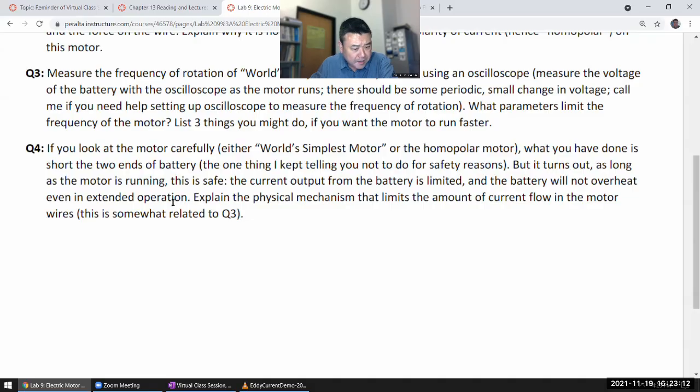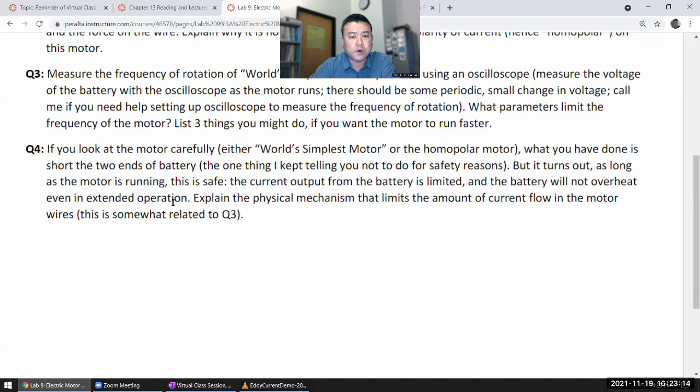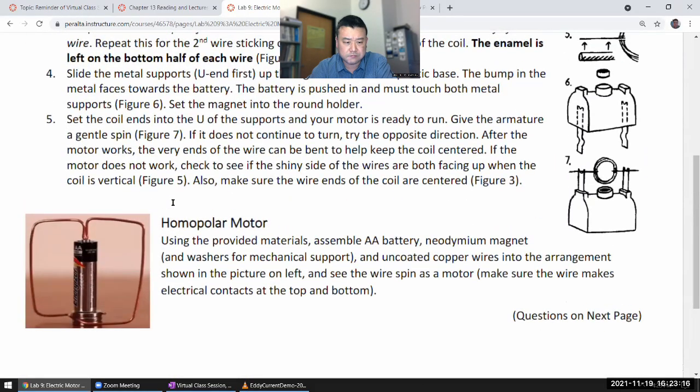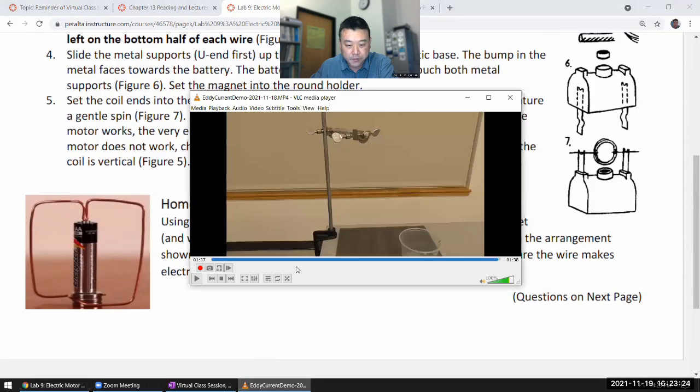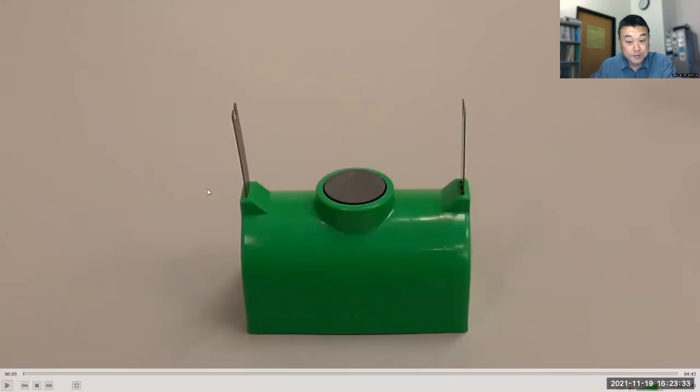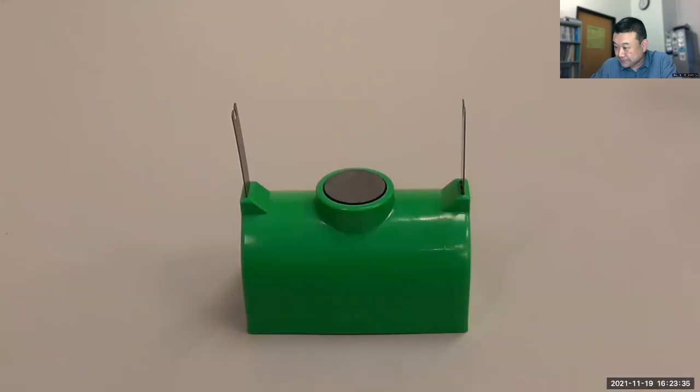So let me start with the demonstration of these two setups. You've heard me describe them now, but video is a lot better than my words. So let me just show you the operation of the motor. Okay, let me change my share setting. So this is the world's simplest motor.